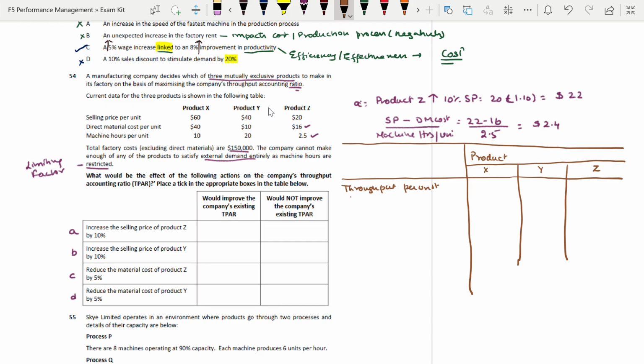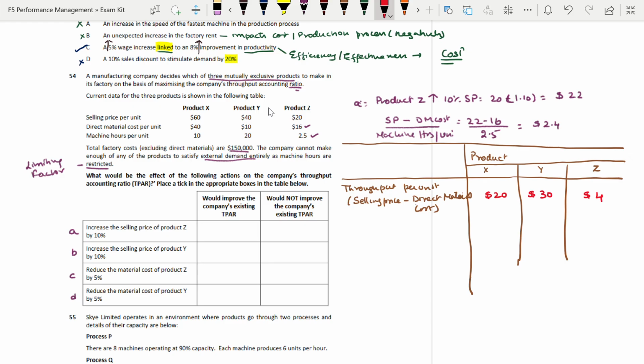What is the formula? Throughput per unit is selling price minus direct material cost. Without that we cannot do it. How much is the selling price? In the first case, 60 minus 40 is 20. In the second, 40 minus 10 is 30. In the third, 20 minus 16 is 4.